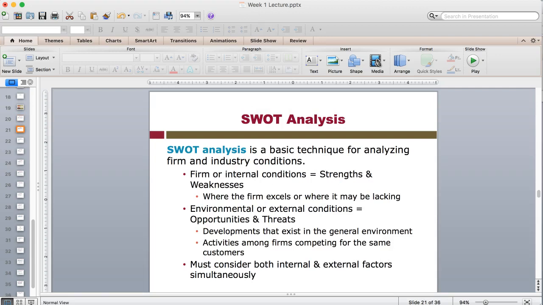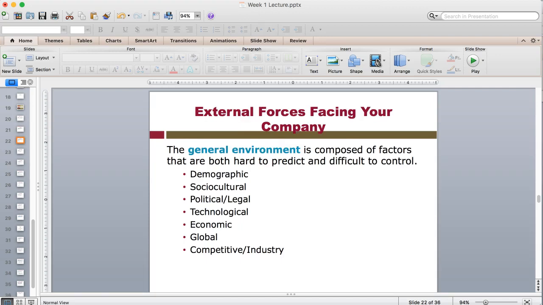The SWOT analysis is the basic technique for analyzing the firm, which we're not going to do this week, but the industry conditions and the external environment. The external environmental conditions are equal to the opportunities and threats. And so we're going to be looking at those developments in the general environment and in the competitive environment, which present opportunities and threats to your organization. And the internal and external environments must be considered simultaneously, hence that TOWS matrix that we just talked about.